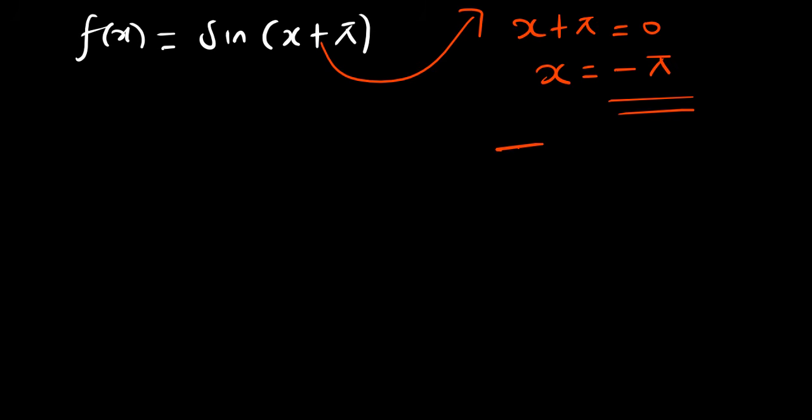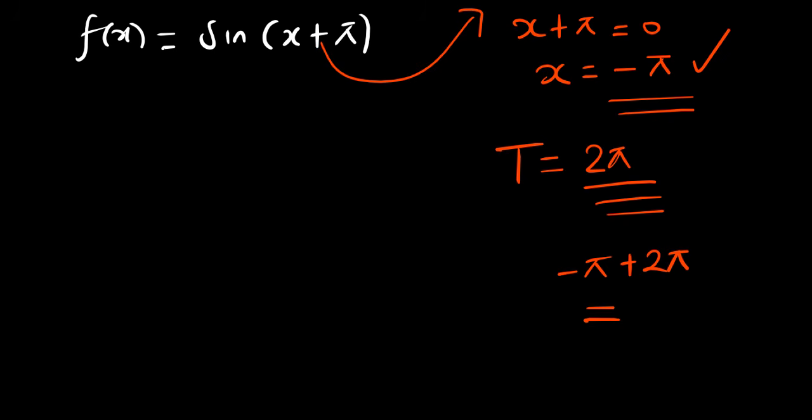Then let's find the period. The period is the time to complete a full revolution. The period we said is 2 pi over the coefficient of x. Now the coefficient of x here is just a 1, so the period is 2 pi. So now the graph is starting here and it's supposed to end after 2 pi. To know where the graph is going to end, we are going to add 2 pi to negative pi. So we're going to have negative pi plus 2 pi, and you know that you're just going to have pi. So our graph is going to start at negative pi and it's going to end at pi.